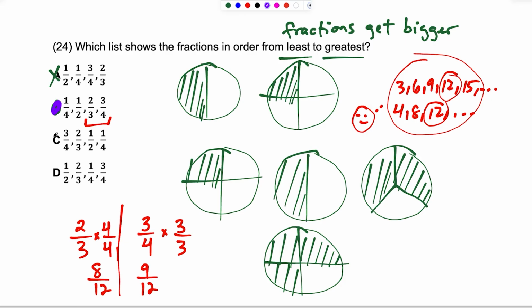Now, why is the next answer choice no good? Just so we're safe here and we know that our answer is 100% good, if we look at 3/4, I'm looking at this fraction here, it shows up first, but then later on in the list, 1/4 shows up, which is definitely smaller than 3/4. So this answer choice is out. And then here, notice we're going from 1/2 to 1/4. And 1/2 is this much, 1/4 is less. So that's a decrease. That's not the fractions getting bigger. So D is out. Choice B is definitely our answer.